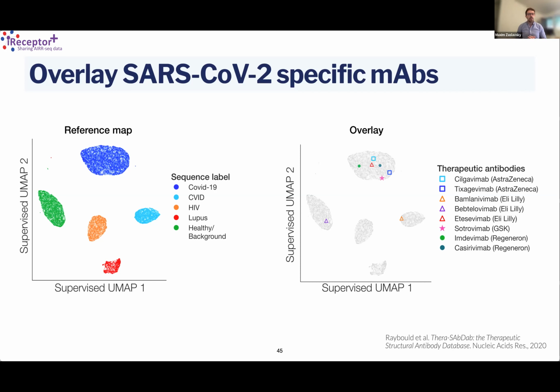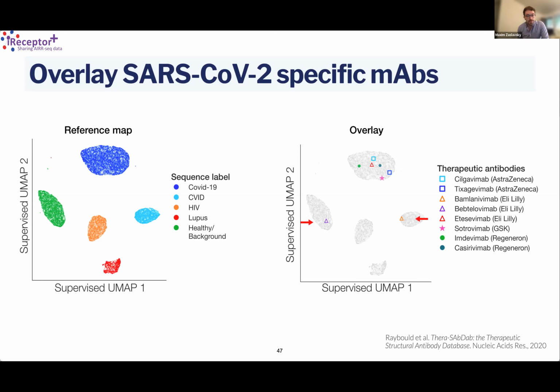So as a test, we downloaded the sequences for a number of therapeutic monoclonal antibodies for SARS-CoV-2, and 6 out of 8 of these antibodies were projected into an immune receptor region specific for COVID-19 response. That's the blue region at the top. This is exciting because it shows you visually what the specificity of an antibody is. You can see that these are COVID-19 specific.